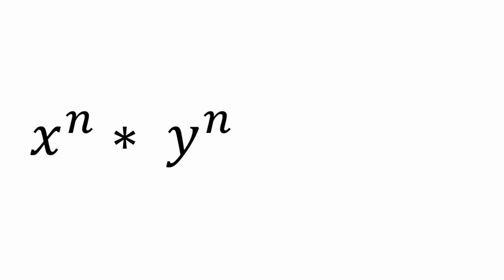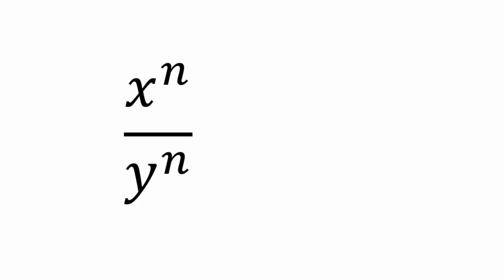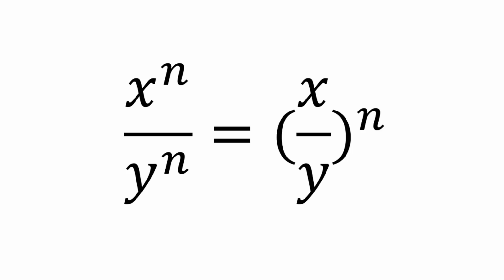For example, x to the n times y to the n can be rewritten as x times y quantity raised to the n. Our eighth case is where we are given the quotient of two different bases to the same power. For example, x to the n divided by y to the n can be rewritten as x divided by y quantity raised to the n.